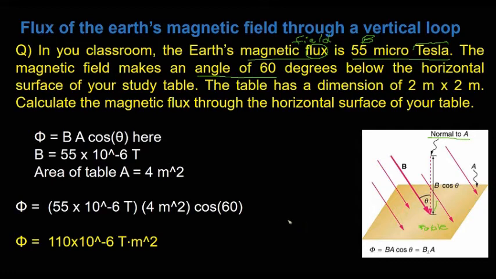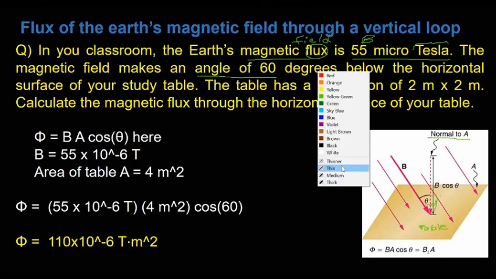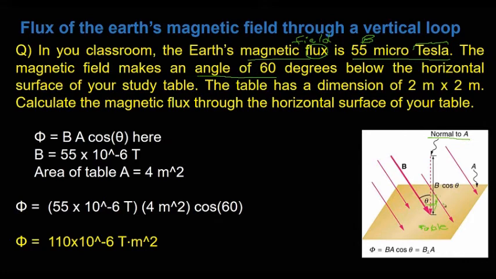and the magnetic field, which was shown by the magenta arrows pointing downward. So this is your theta. This is your normal. Normal is perpendicular to your table. And the dimensions of the table are given. This is useful in getting the area of the table. And the question is asking, what is the magnetic flux through the surface of the table?